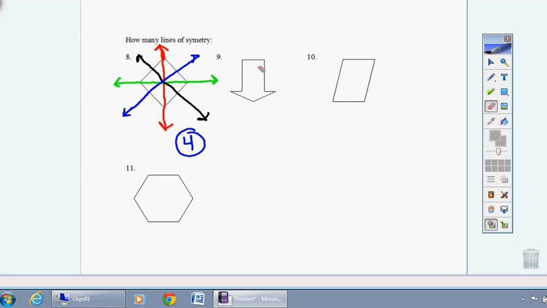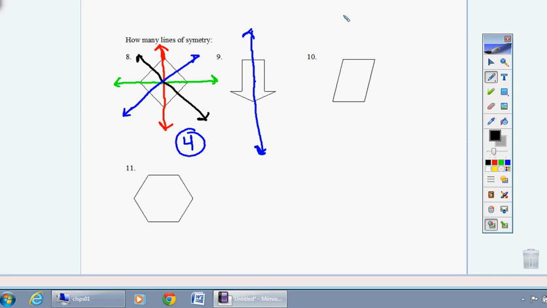This arrow, in fact, only has one line of symmetry, and that is the line that goes through the arrow and through the point. So this would be a line of symmetry, because this side of the arrow is going to be symmetrical to that side.